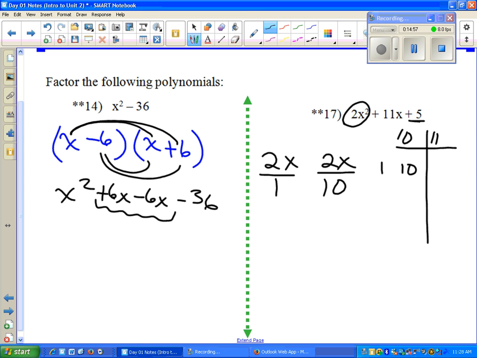Now, if I did this right, at least one of my factors will reduce. Do one of my factors reduce? Yes. 2x over 1, I need to leave it as a fraction because it becomes the factor 2x plus 1. It did not reduce. The only reason why we write in fractions is so that we can reduce. 2x over 10 does reduce to x over 5.